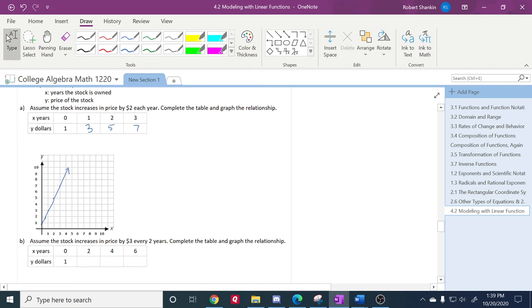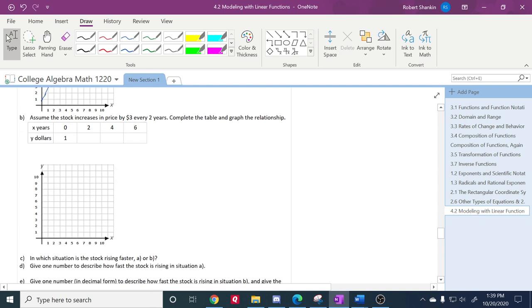Okay, and let's go to B. Assume the stock increases in price by $3 every 2 years. Complete the table and graph the relationship. I'm going to give you a minute to do part B.